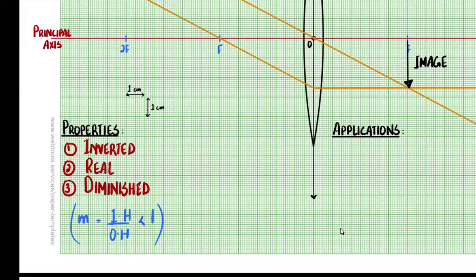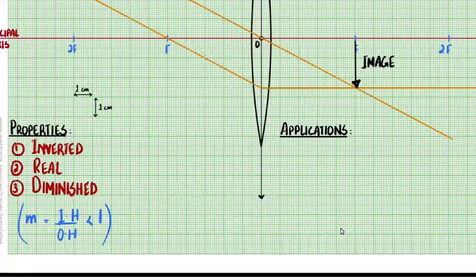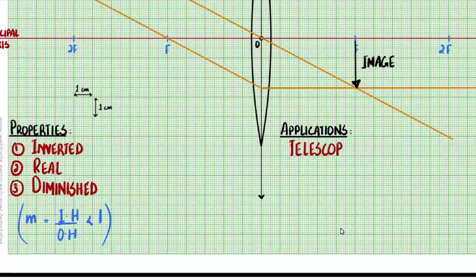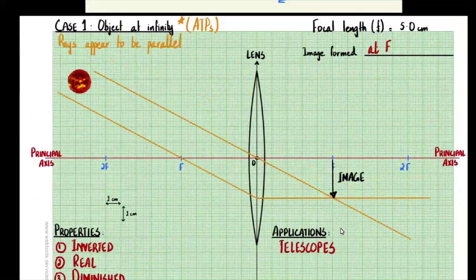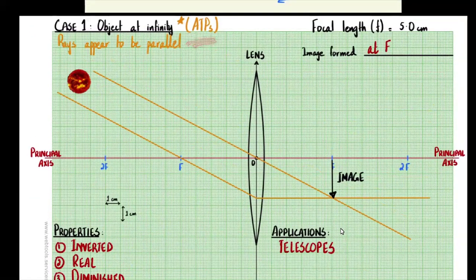All right. So these are some common properties that we'll be writing: inverted versus upright, real versus virtual, and then diminished or magnified or the same size. That's what will differ in each of the cases. The application of this particular case is in telescopes. So we use lenses like this as well. Not to mention in this case of the ATP, where we would be asked to find the focal length of the lens. Case 1 done.